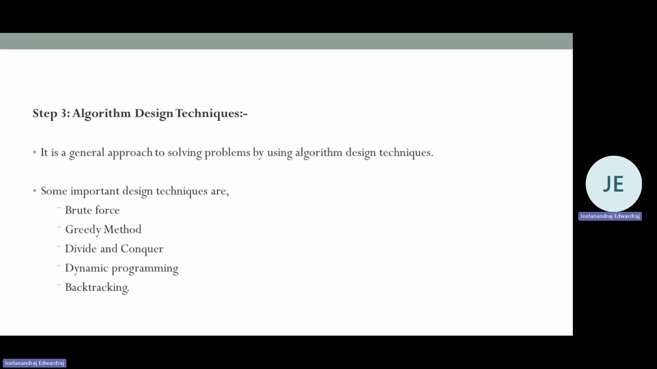Next is algorithm design technique. So what algorithm design technique are we going to use? Something like brute force, greedy method, divide and conquer, dynamic programming, and backtracking. So these design techniques we can use. So, the brute force technique.